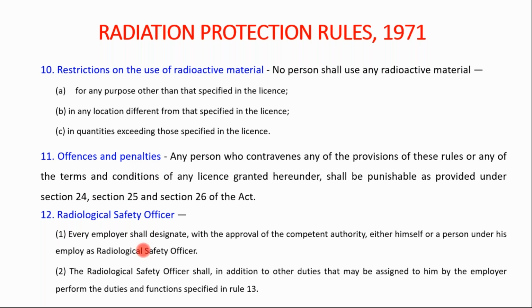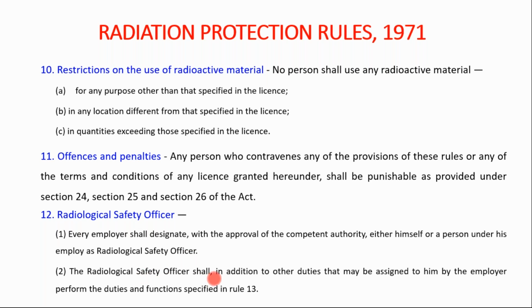Every employer shall designate, with the approval of the competent authority, either himself or a person under his employ as radiological safety officer. So if you have the license for handling radioactive material, then the employer should employ a person as a radiological safety officer, or the employer himself acts as the radiological safety officer, but the qualification, the knowledge, and the approval from the competent authority is a must.